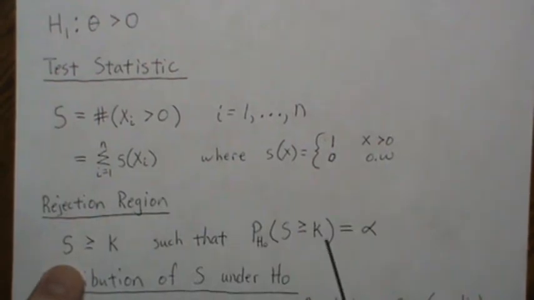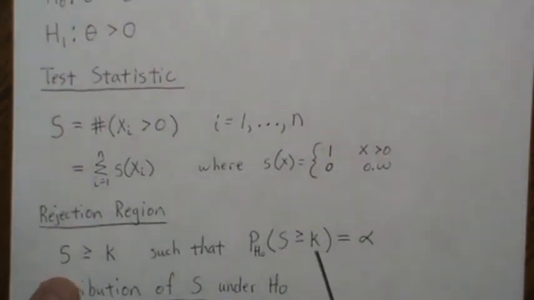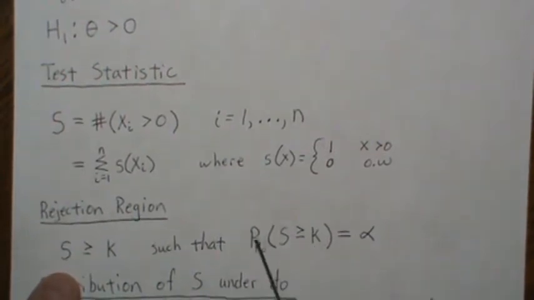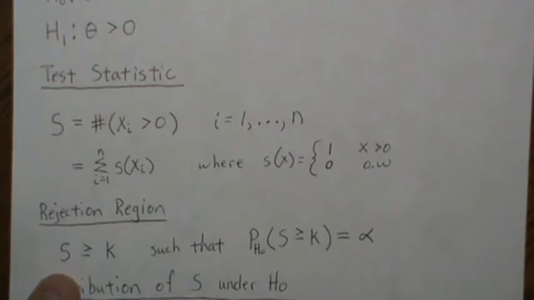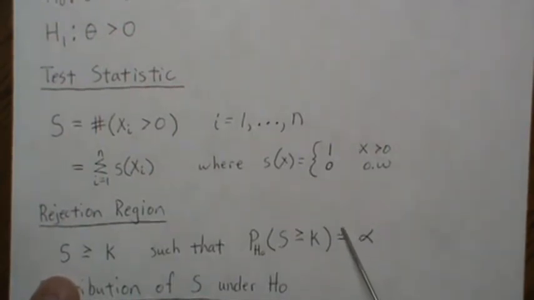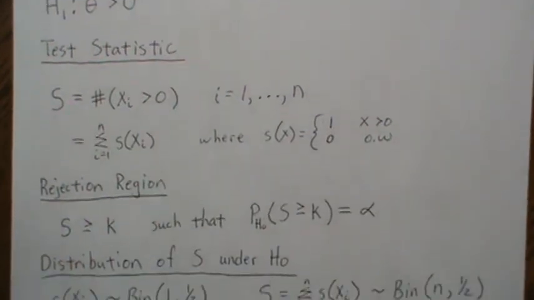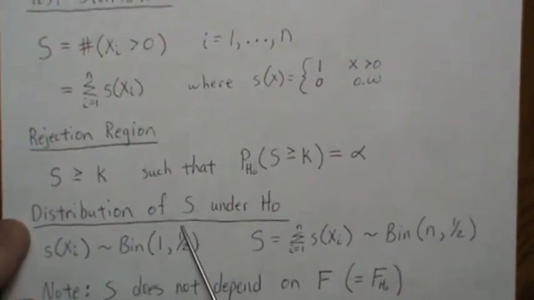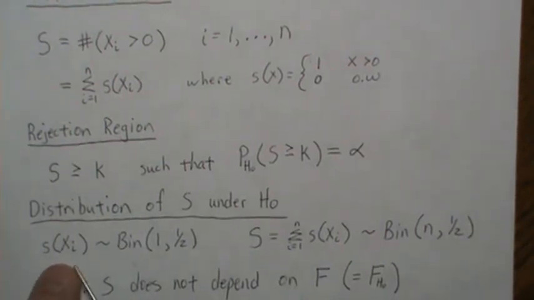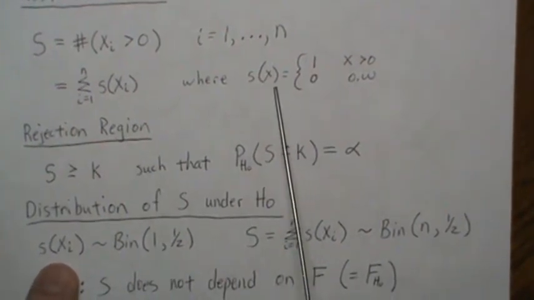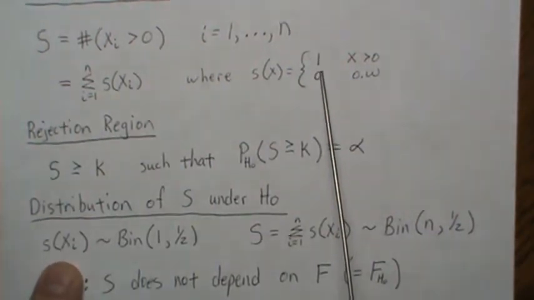But we pick the k such that the probability of our test statistic being greater than k under the null hypothesis is alpha. And since this is discretized, usually it's less than or equal to alpha, but our goal is alpha. So now the distribution of S under the null hypothesis: each of these indicator variables is a binomial.